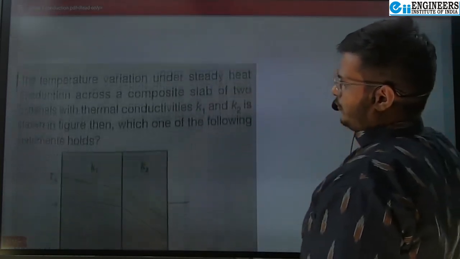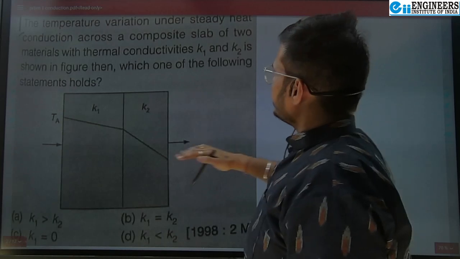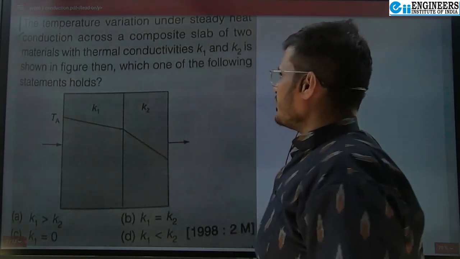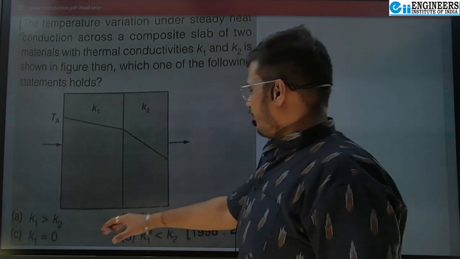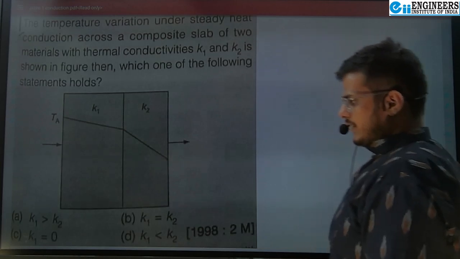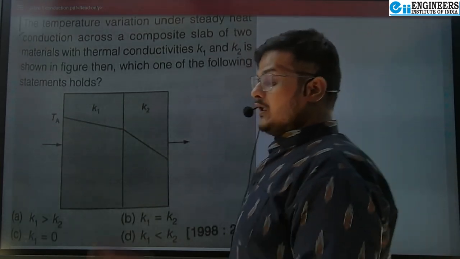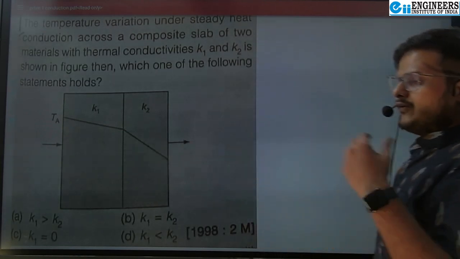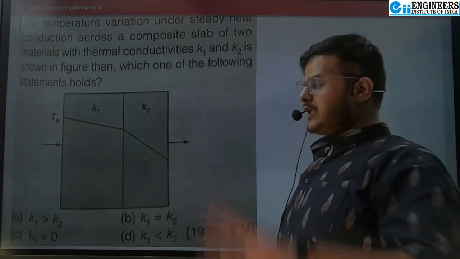Now moving on to another question. If the temperature variation under steady state conduction of a composite slab is such that it is K1, K2, then which of the following is the same? K1 greater than K2, K1 equals K2, K1 equals 0, K1 less than K2. Remember, while studying thermal conductivity, you have studied and proved that the greater the slope, the lesser the thermal conductivity.